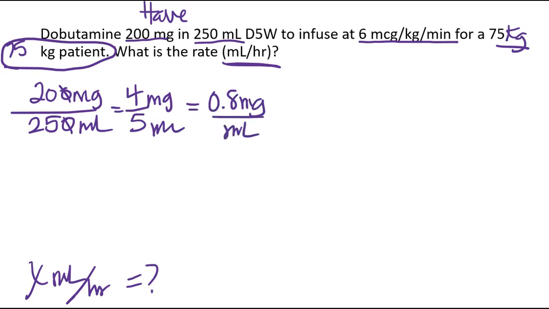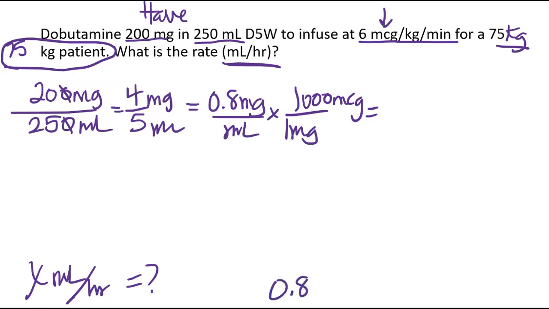We know we want micrograms, so let's do that. Let's go 1 milligram is 1,000 micrograms. So we have 1,000 here. So if we're going to convert 0.8 to micrograms, let's do that. 0.8 times 1,000. We're going to go 1, 2, 3.